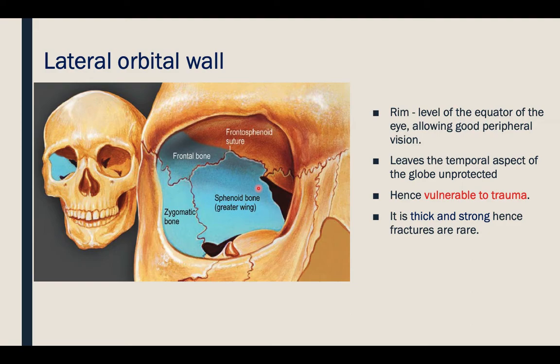The rim is at the level of the equator of the eye. That means it is helping in good peripheral vision, but at the same time, it leaves the temporal aspect of the globe unprotected. Thus, this is vulnerable to trauma. However, the bone is thick and strong in the lateral wall, so fractures are rare here.